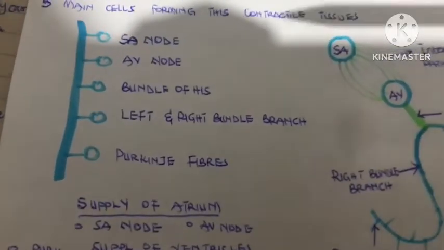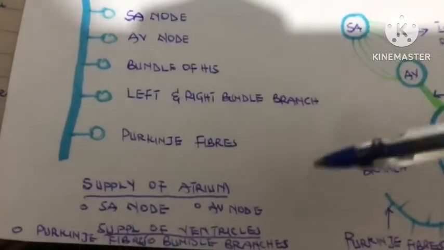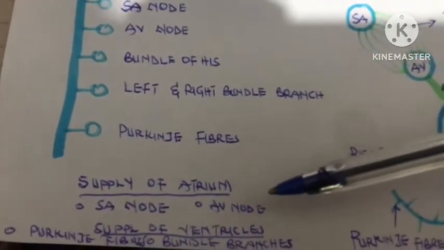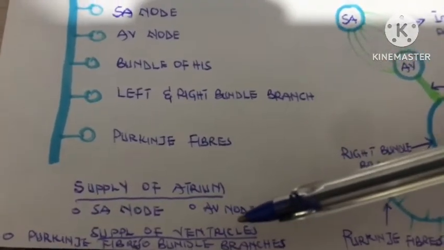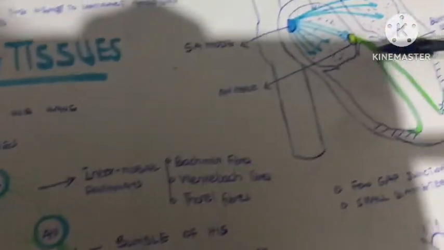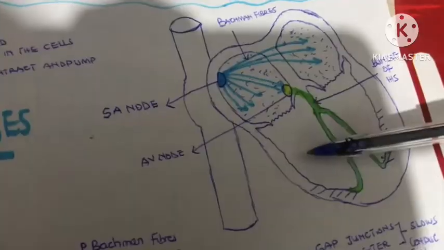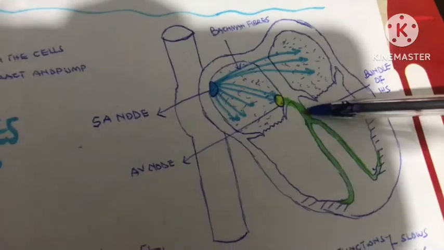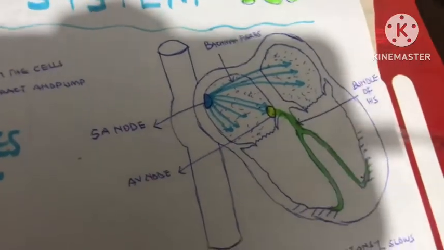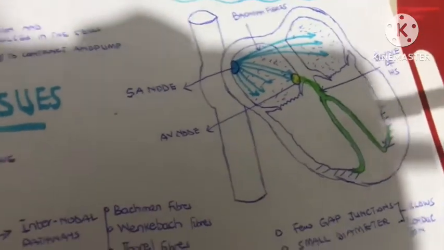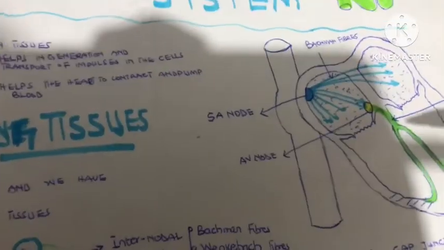So the nodal cells capable of stimulating the atrial chambers are the SA node and AV node, and the ones capable of stimulating the ventricles are the Purkinje fibers and bundle branches. The bundle of His doesn't stimulate the ventricular chambers. It only serves as a means of conduction from the atrial chambers to the ventricular chambers. So this is all about the conduction system in the heart.